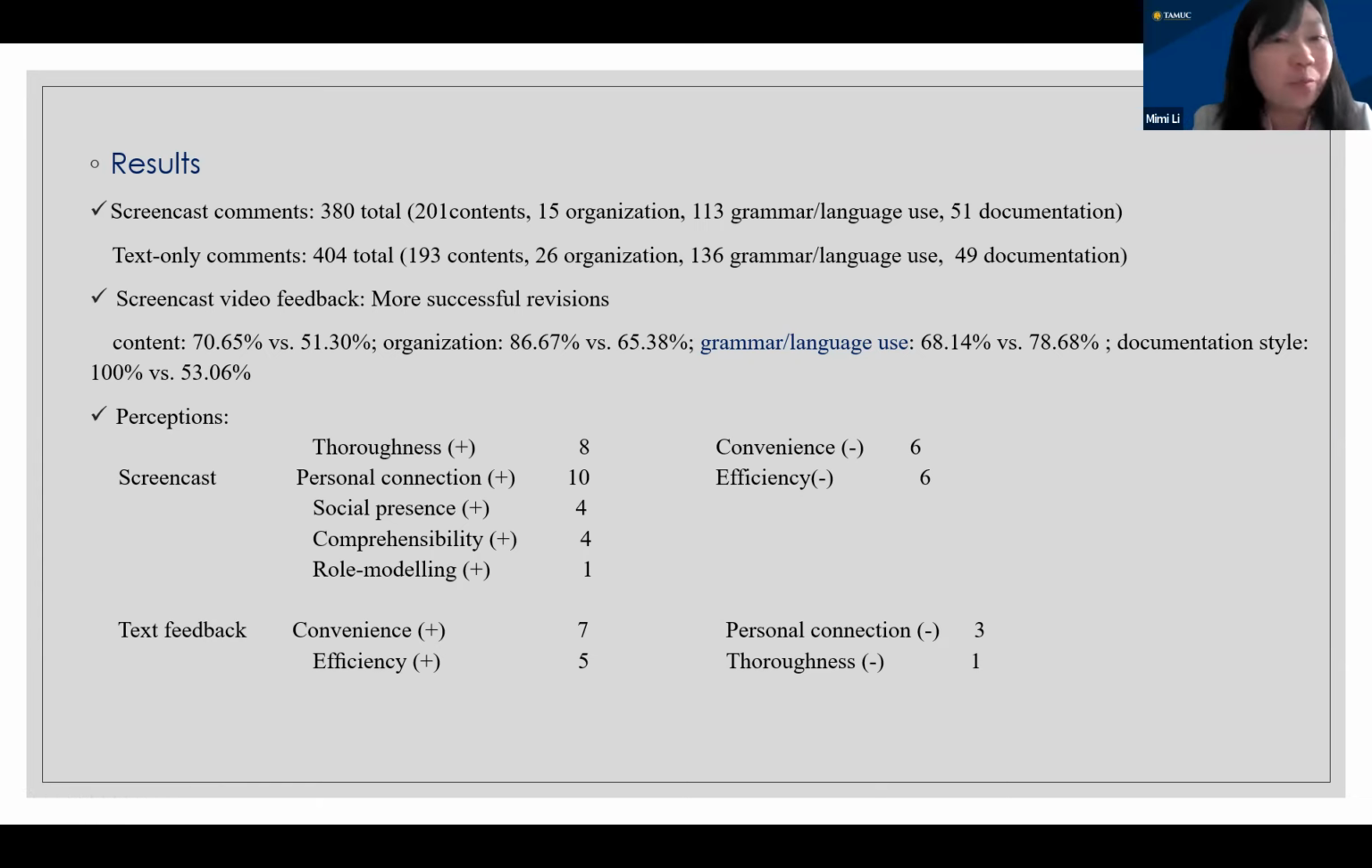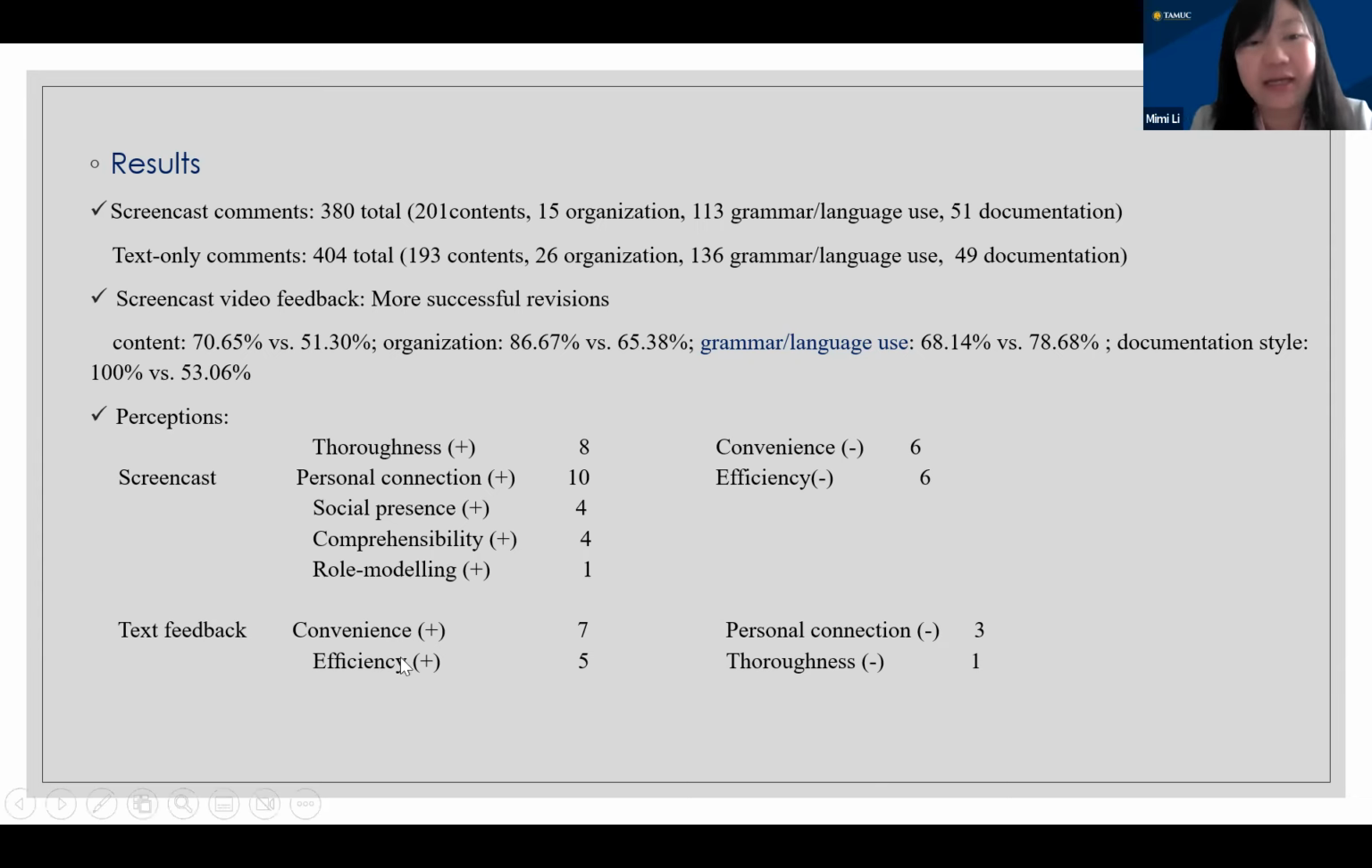Okay. So basically, again, screencasts are very helpful because they give thorough feedback. They enhance the social presence, and of course, they enhance comprehensibility. And some students even feel that the teacher is like a role model. The teachers do the screencast feedback, such a successful experience, and they say, I want to do it with my students. By the way, all the students are in-service teachers. They feel like they want to use screencast video feedback with their students in their own classes.